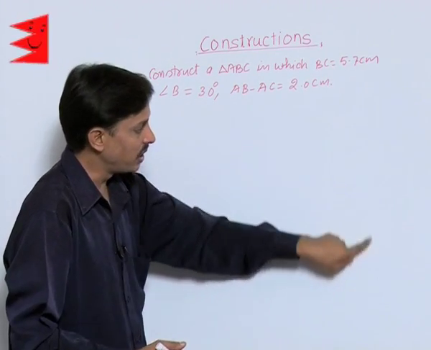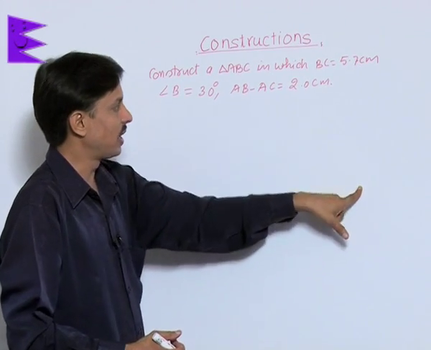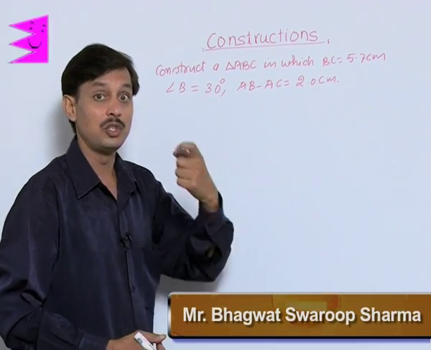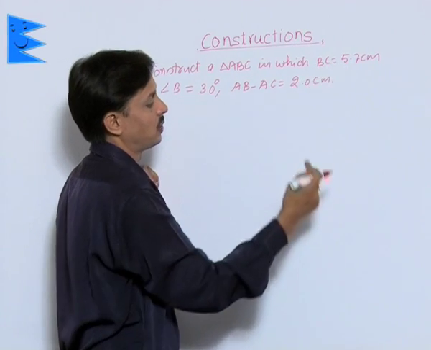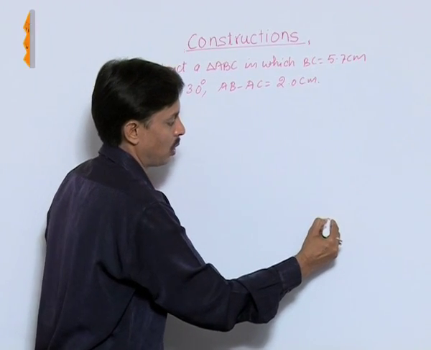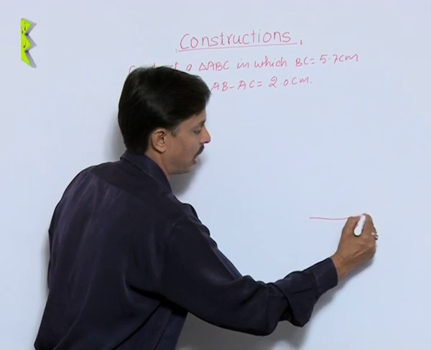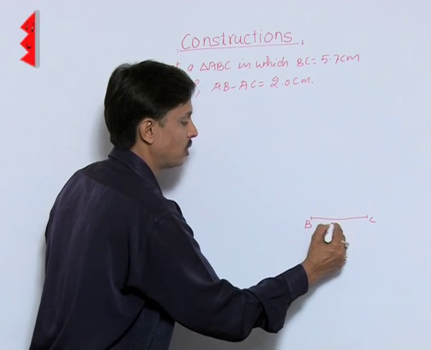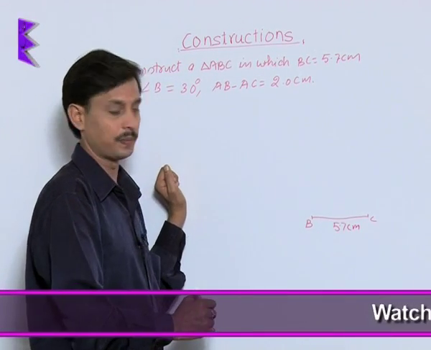First I am explaining the drawing, how we will construct, then I will write the steps and then I will explain you its justification logic. As base BC is 5.7, I will take the scale and draw a line segment labeled BC, 5.7 centimeter.